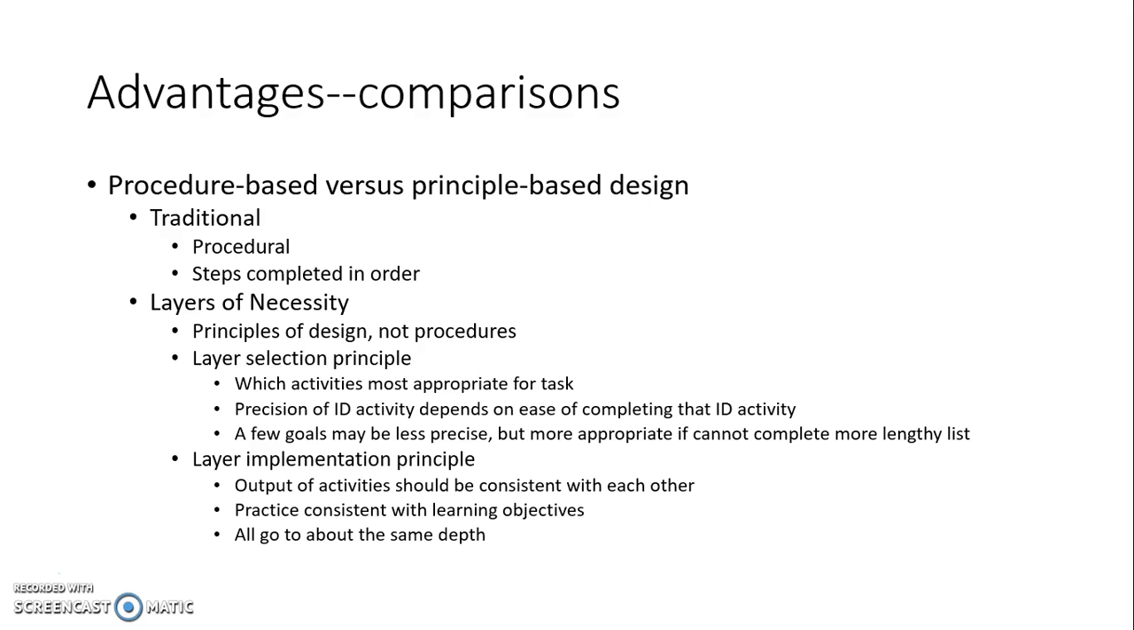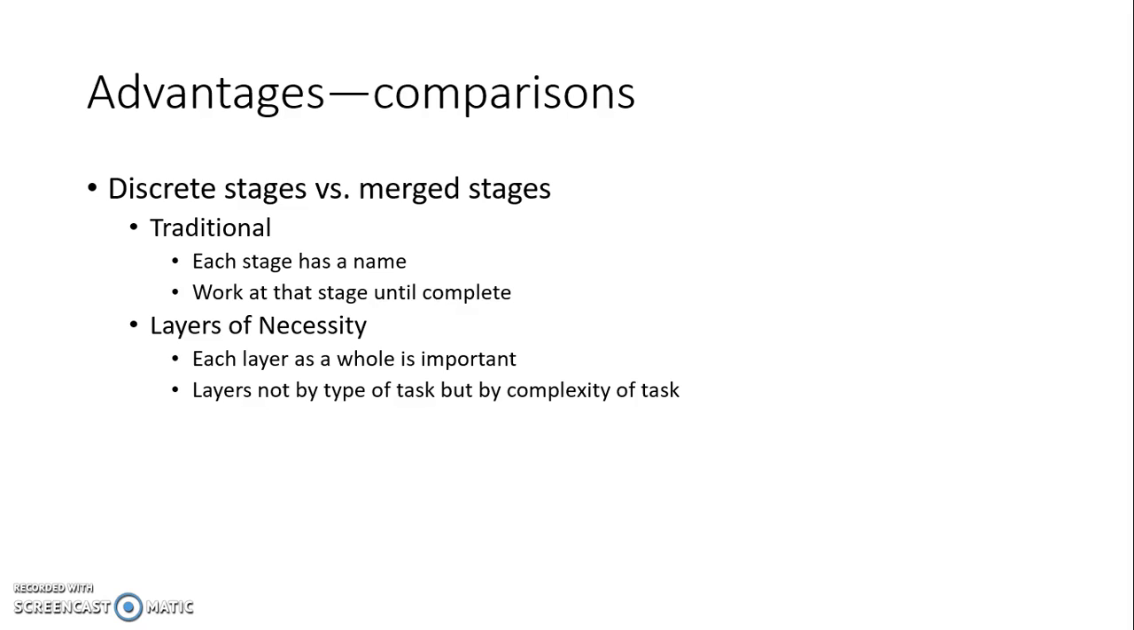The other principle is this layer of implementation principle. In other words, the output of the activities should be consistent with each other. The different activities should all reach about the same depth of understanding and the depth of what they want people to do. So the practice must be consistent with the learning objectives. Whatever you're going to ask the learners to do must be consistent with the objectives for the course.